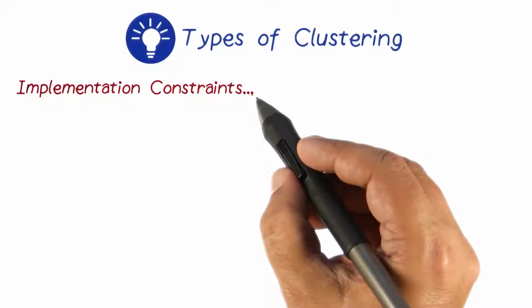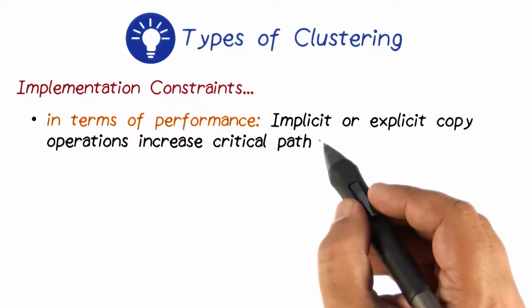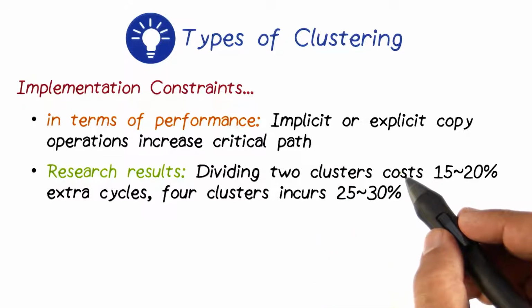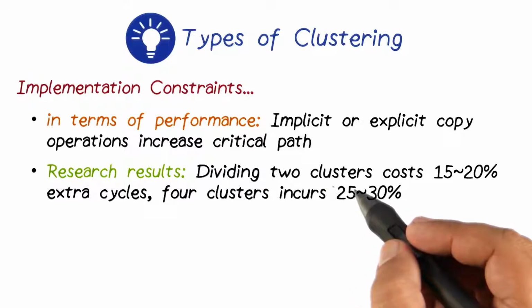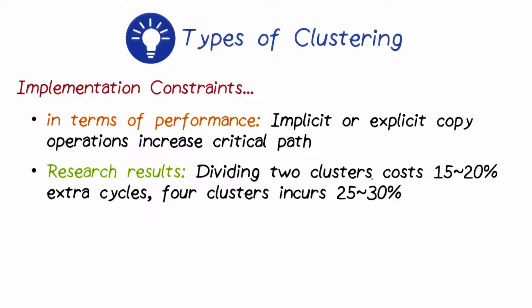We have seen the pros and cons of implicit and explicit copies in terms of compiler and scheduling issues. Now let's take a look at the underlying hardware solution issues. In terms of performance, both implicit and explicit copy operations increase the critical path and increase latency as well. Some results show that dividing a single monolithic file into 2 clusters costs 15 to 20% extra cycles. Dividing it into 4 clusters incurs 25 to 30% extra cycles. Why these extra cycles? Because now one has to generate all these instructions which will fetch remote data from remote registers explicitly, or we'll have to do the implicit copies, which will again cost extra cycles.